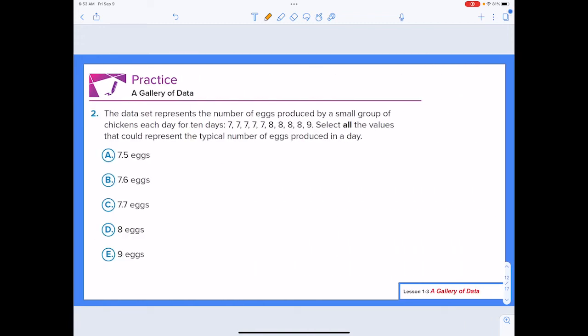All right, number 2. The data set represents the number of eggs produced by a small group of chickens each day for 10 days. We have 7, 7, 7, 7, 7, 8, 8, 8, 8, 9. Select all the values that could represent the typical number of eggs produced in a day. So by typical, we mean what's the most common number of eggs produced by a chicken each day. That's the idea. So your options here, you have 7.5, 7.6, 7.7, we have 8, we have 9.